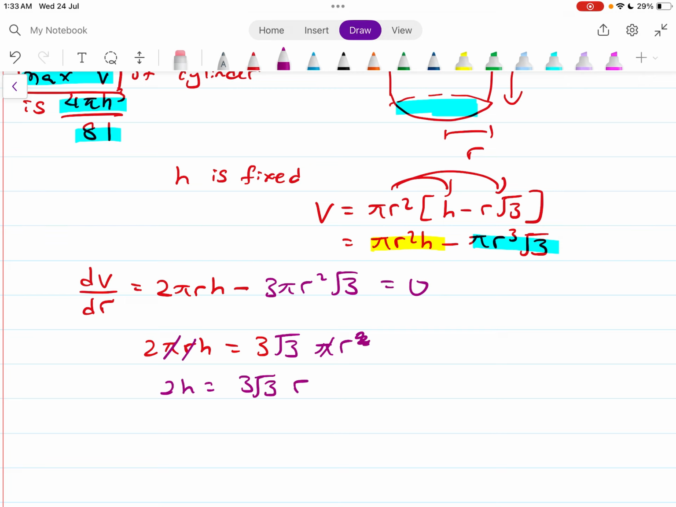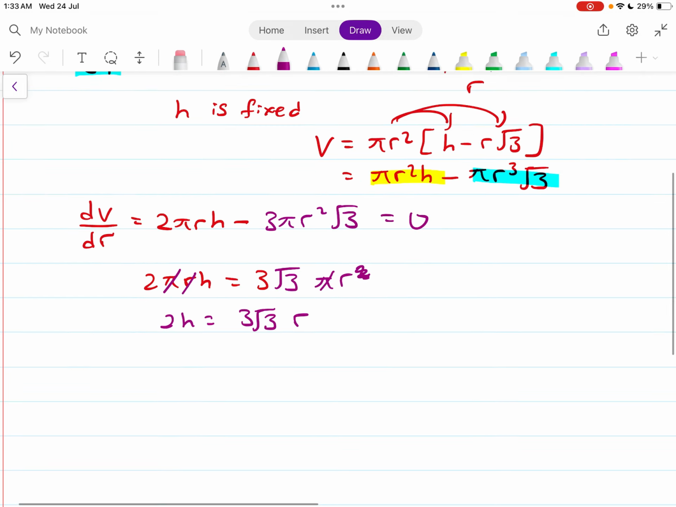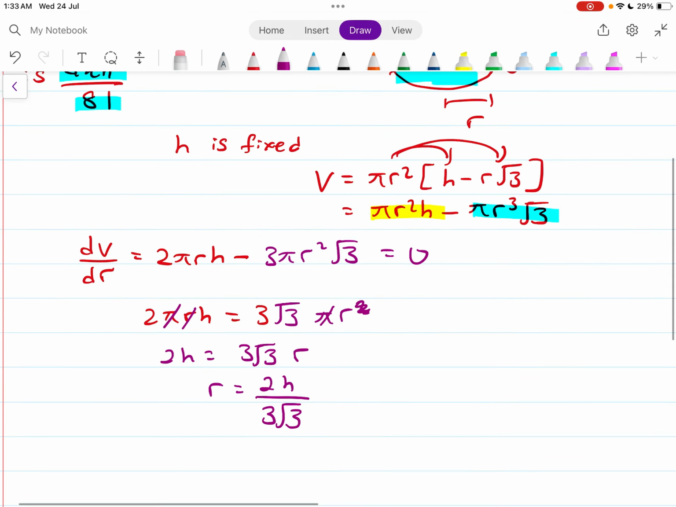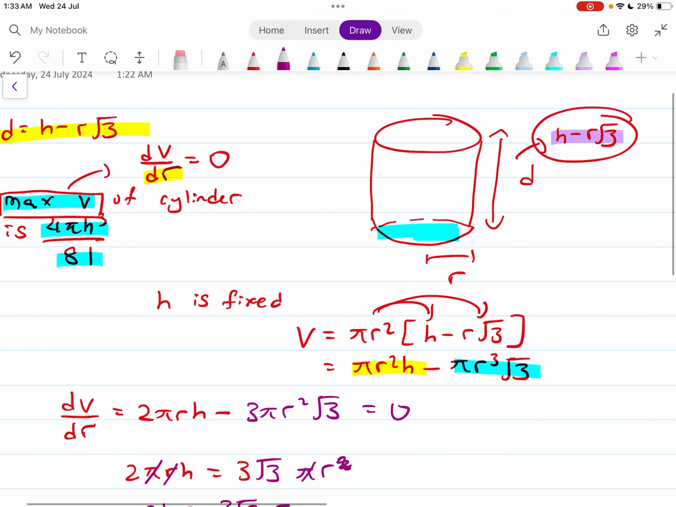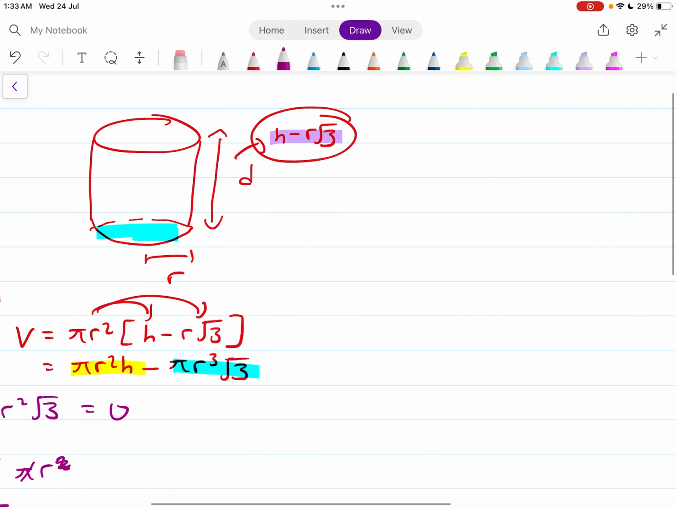Maybe I can make r the subject. So I make r the subject, r is equal to 2h over 3 square root 3. After I get r in terms of h, I can actually go back to the volume formula. For us to show the maximum possible volume to be 4 pi h cubed over 81.